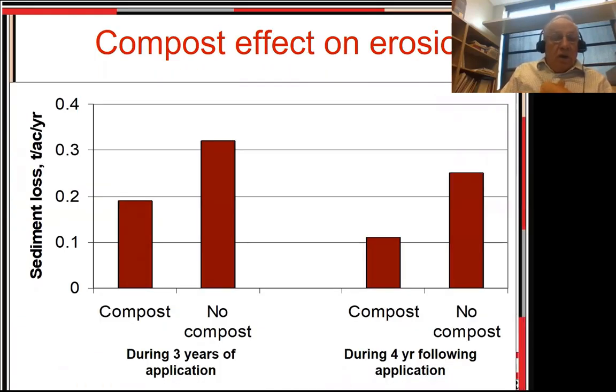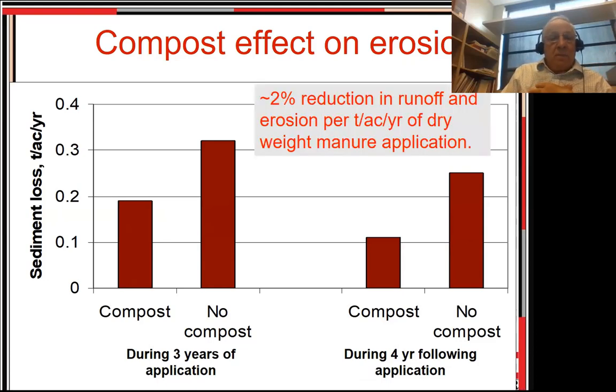Here the bars are colored differently, but again, we have compost compared to no compost, both during the years of application and during the 4 years following application. And it's for sediment loss. And we see that during the years of application, the sediment loss was reduced by about 40%. And during the residual years, 60%. Using these results and results from other studies, we estimate that there's approximately a 2% reduction in runoff and erosion per ton per acre per year of dry weight of manure application.